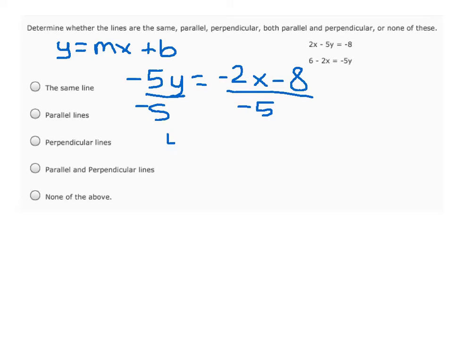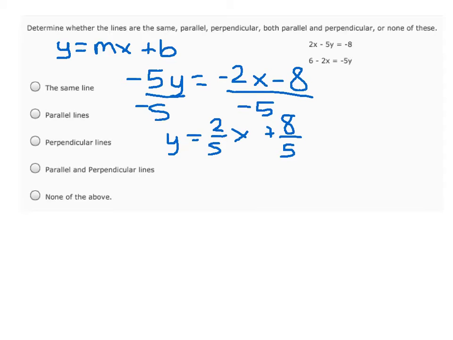And we're left with y equals a positive 2/5 x plus 8/5. And we now have this equation in slope-intercept form. So let's go to the next equation of 6 minus 2x equals a negative 5y. So again, to get y by itself, we want to divide by negative 5.